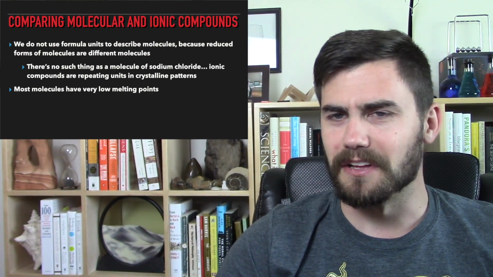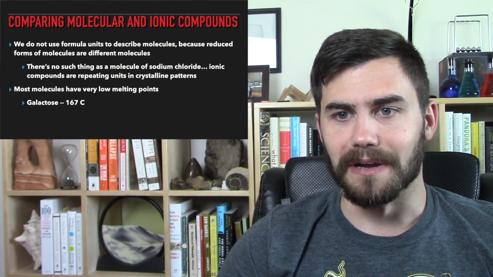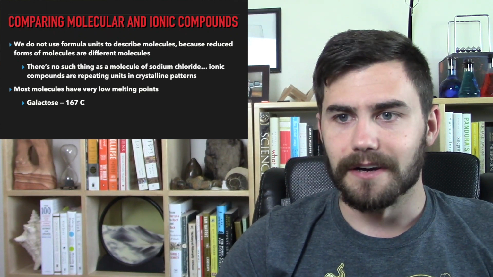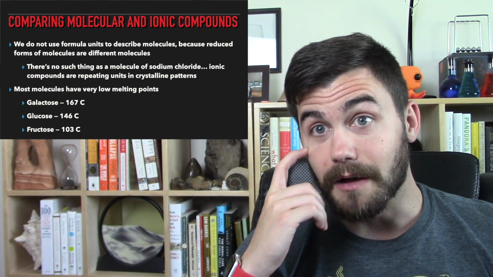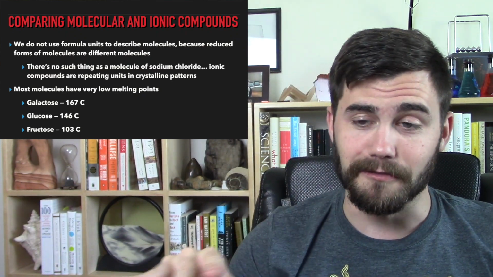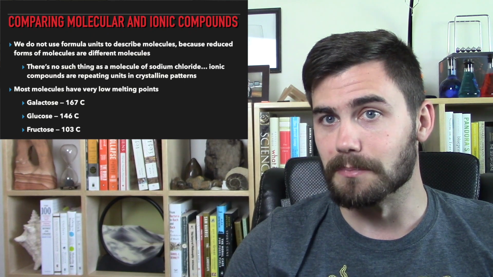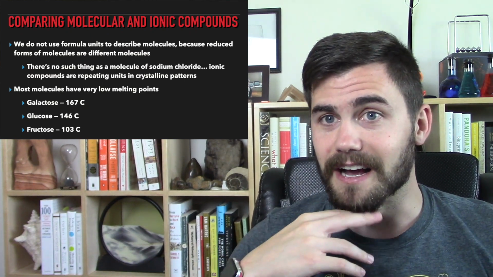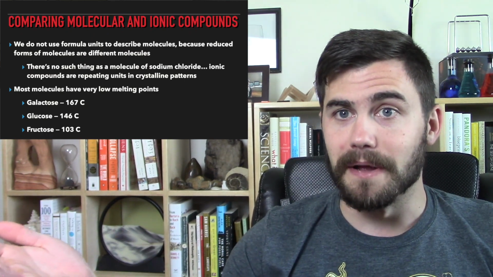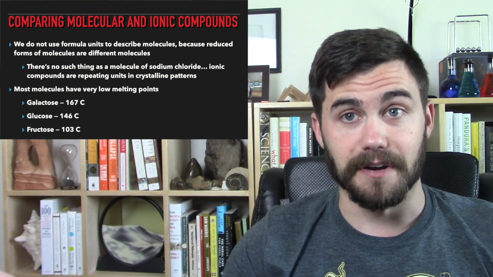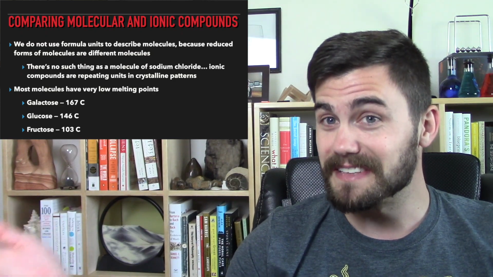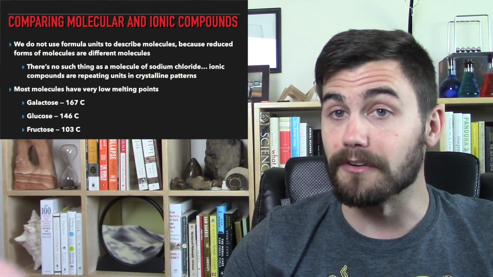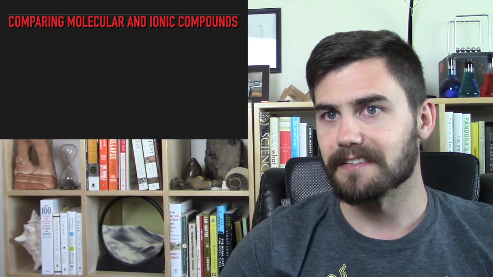And another difference, so we're comparing molecules and ionic compounds. Another difference is most molecules have really low melting points. Galactose melts at 167 degrees Celsius, glucose, fructose, different sugars. Pretty low temperatures. For fructose, that's just a little higher than the boiling point of water. Whereas ionic compounds, the vast majority of them melt at temperatures above around 400 degrees Celsius, but many of them, a huge number of them, still have melting points way over 1,000 degrees Celsius.